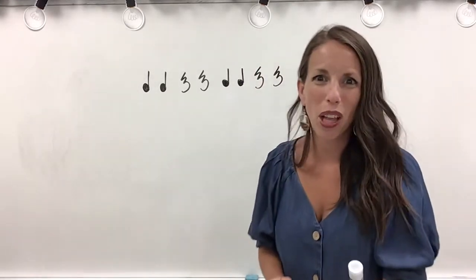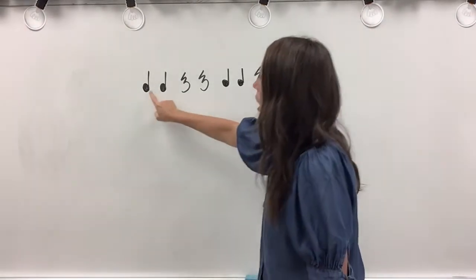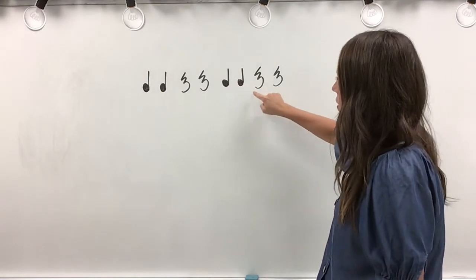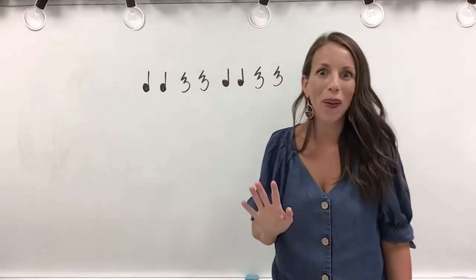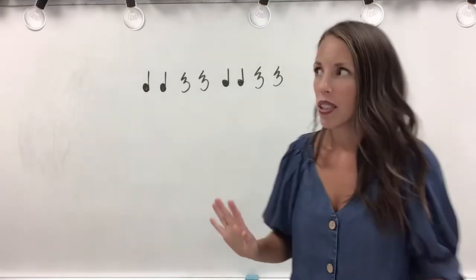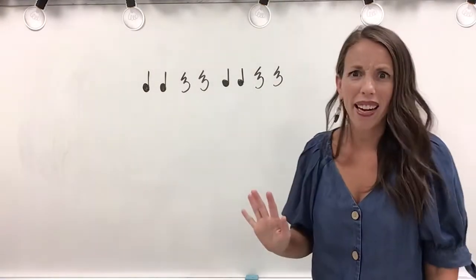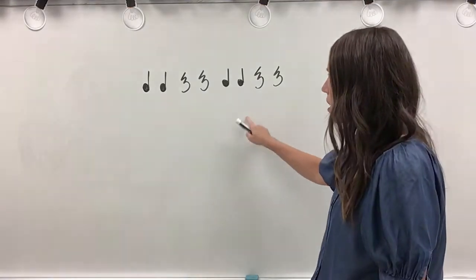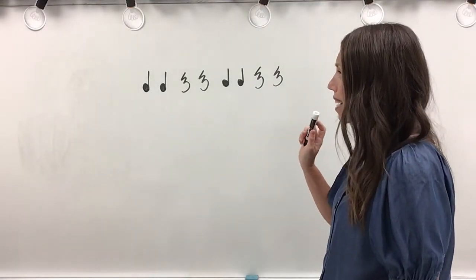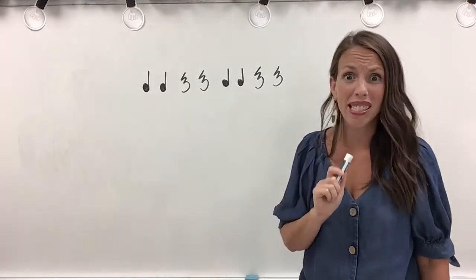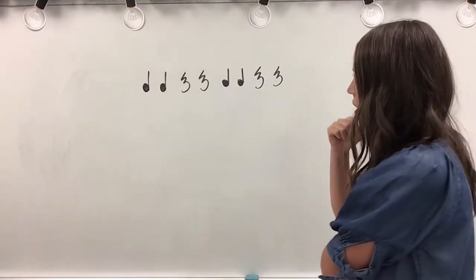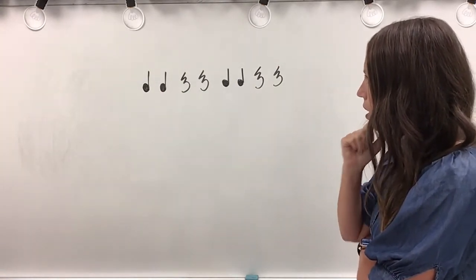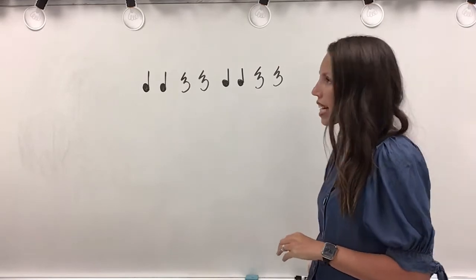Let's double check and make sure that we have 8 beats. 1, 2, 3, 4, 5, 6, 7, 8. Okay, so we have 8 beats. Whew, good. Now, let's look at it and make sure that we know which of these symbols play a sound or are silent. This one is tricky because it is so much longer. When you're ready, get your hands up.